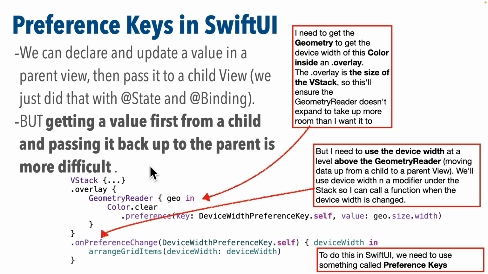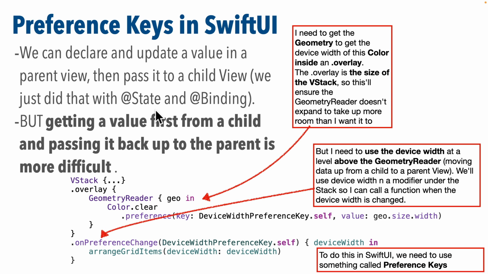And it's unfortunate that this passing values up the view hierarchy requires so much code, and it's not very friendly code to the new or even intermediate developer. But once you get this done, the steps will be fairly repeatable. And although we'll set this up to pass a CGFloat value, that's going to be the width of our device, up to the parent view, you can also change the type that you're passing. So you can send up strings, a full geometry reader, or really any other type if you'd like.